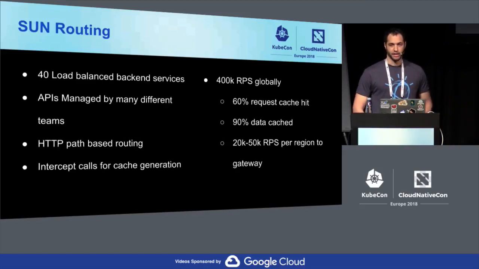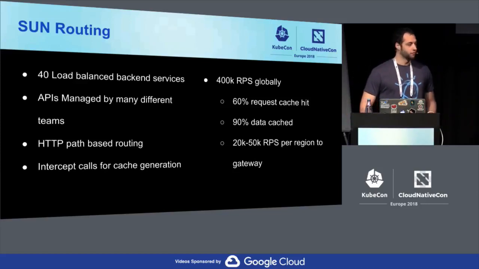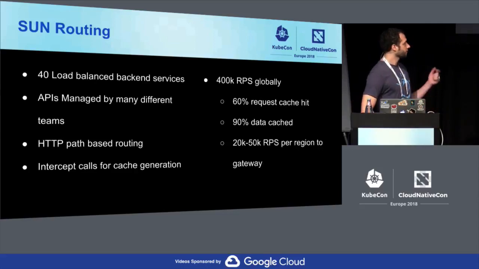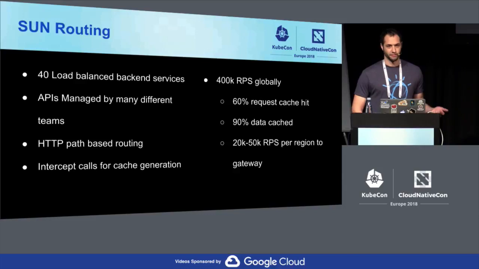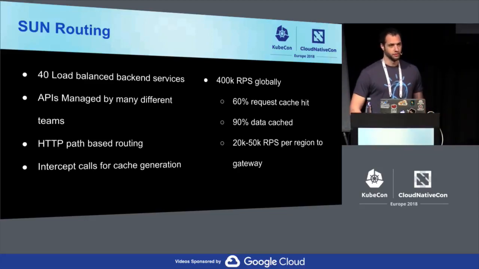It's all HTTP path-based routing, so a team will give us a path that their weather data is under, and we'll make sure that the requests make it to them. But before we send a request to them, we actually intercept those and generate the cache template. And with that cache template, we can also determine if that data has already been cached, and we can serve that before the request goes all the way to the backend. And then some stats. We do 400,000 requests per second globally. About 60% of that is cached. And so we can take that down quite a bit initially.